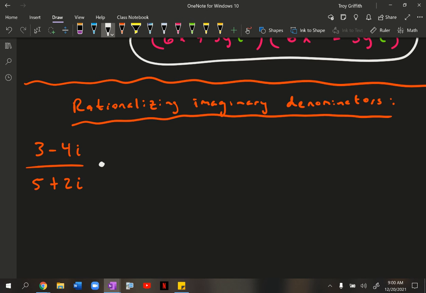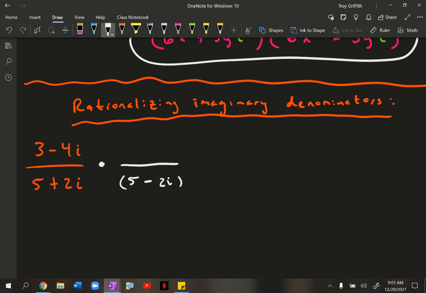When we want to rationalize imaginary denominators, what we do is we multiply the top and the bottom by the conjugate of the bottom of the denominator. So what I mean by that is the bottom of the denominator is 5 plus 2i. The conjugate of this is 5 minus 2i. So I'm going to multiply by that conjugate on the bottom.